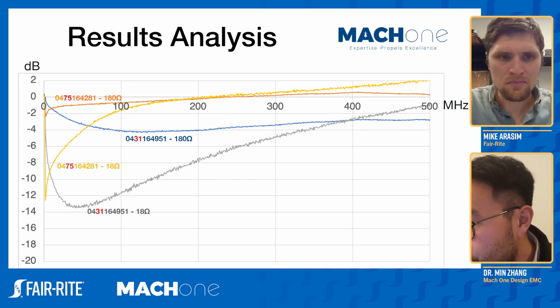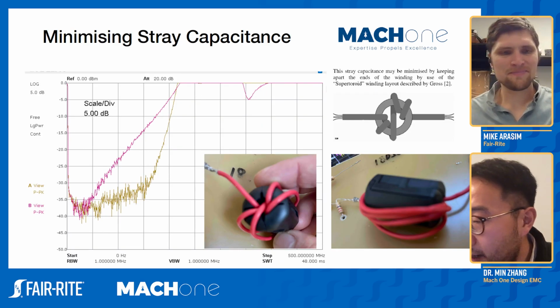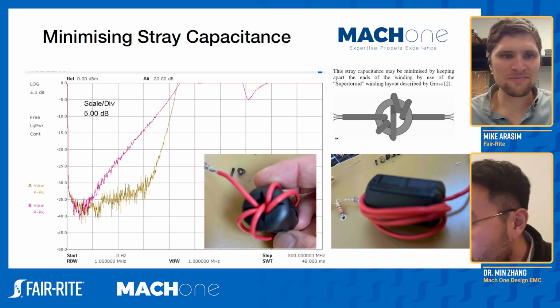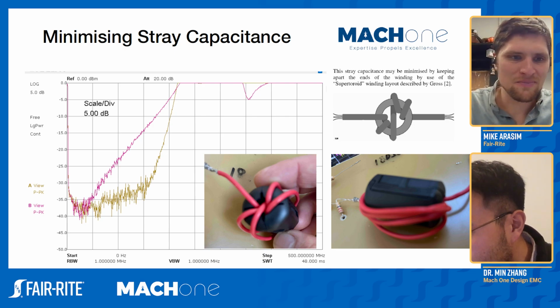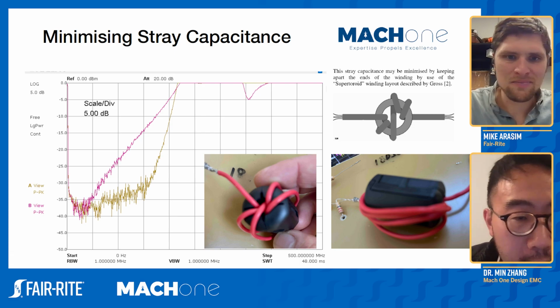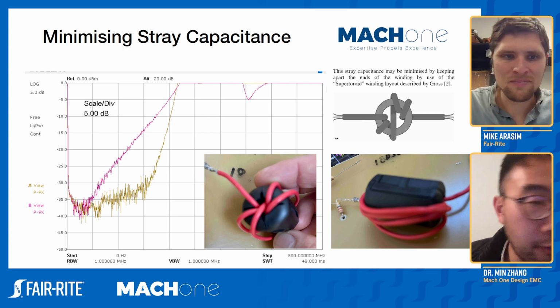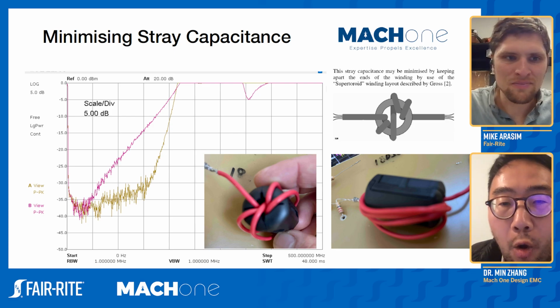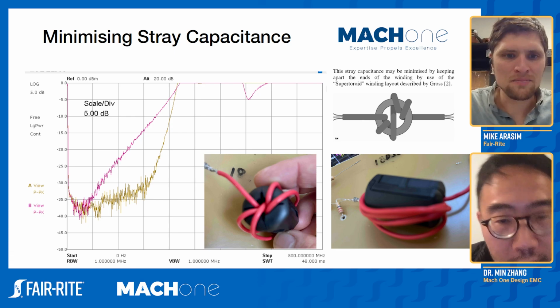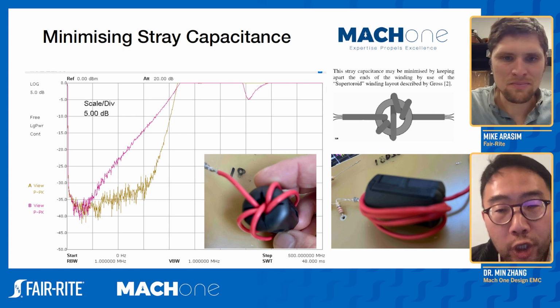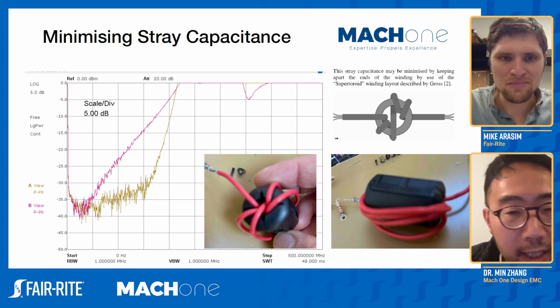Okay, and then next, this is something really interesting. So again, I'll hand it to you, Mike. Can you quickly explain, when we are using a multiple turn configuration on a ferrite, what do we need to consider, right? When we're making a few turns, is it like the more turns we make, the better?